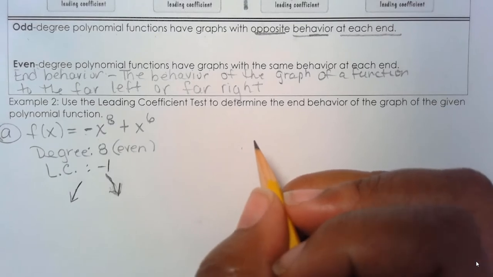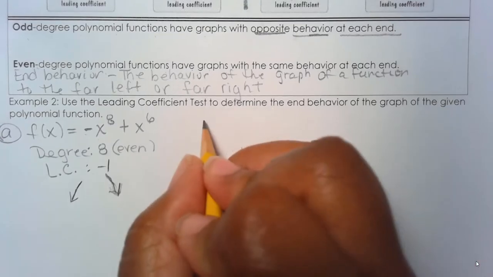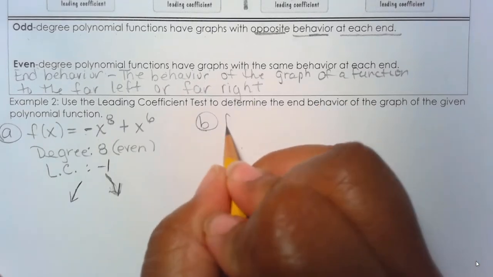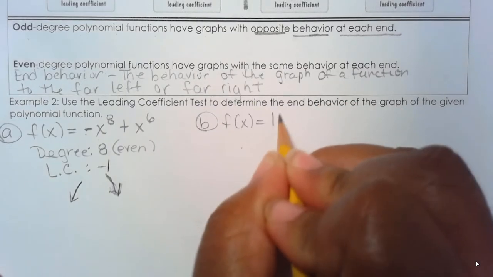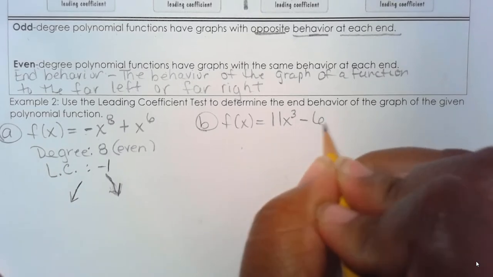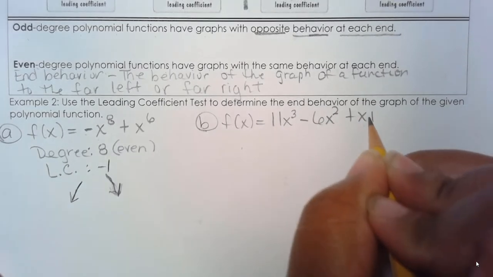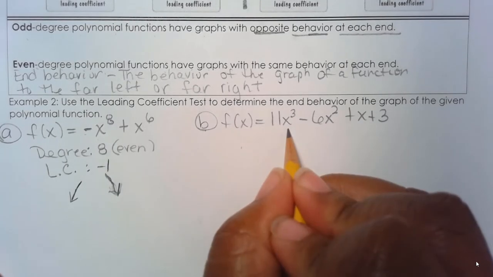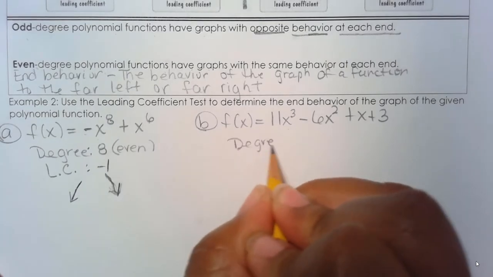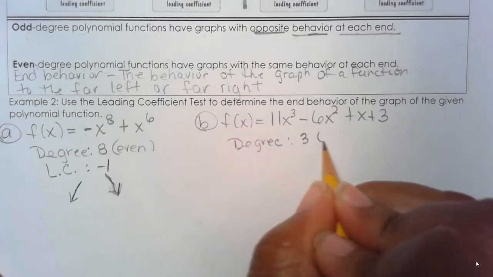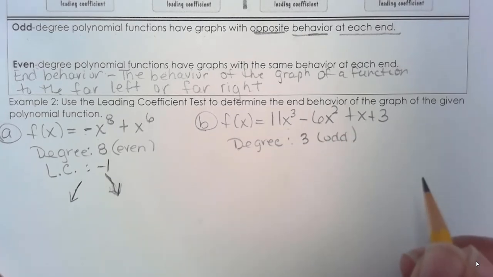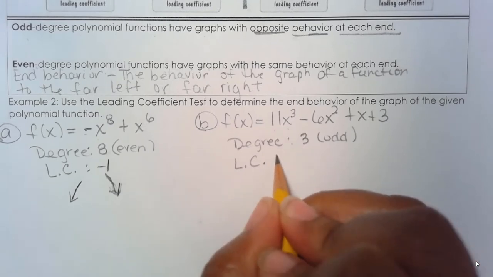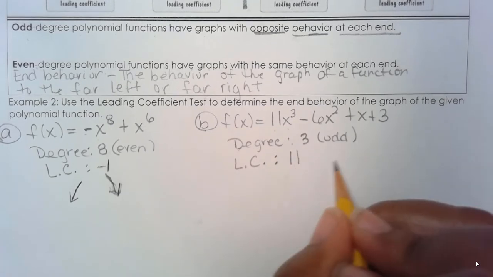Let's do another one. We have here f of x is equal to 11x cubed minus 6x squared plus x plus 3. What's the term that has the highest degree? Our first term here. The degree being 3, and 3 is an odd number. Therefore, our leading coefficient for 11x to the 3rd power is 11. Okay, and it's positive.